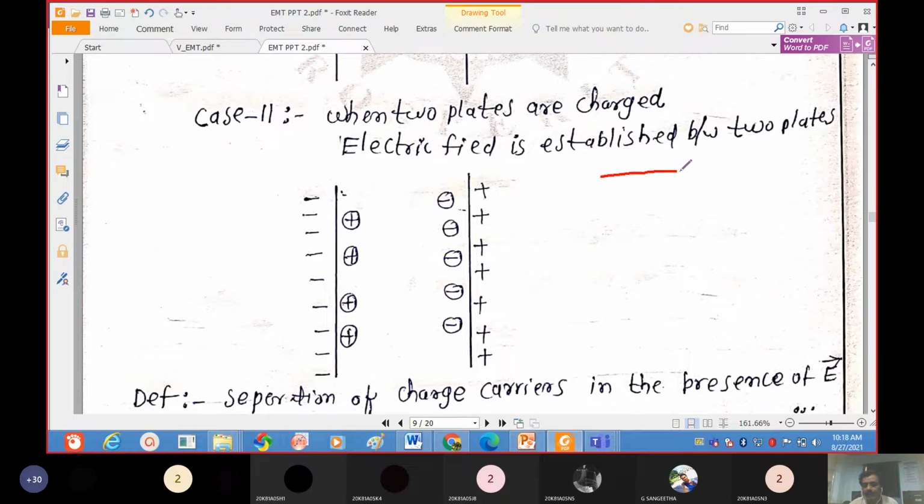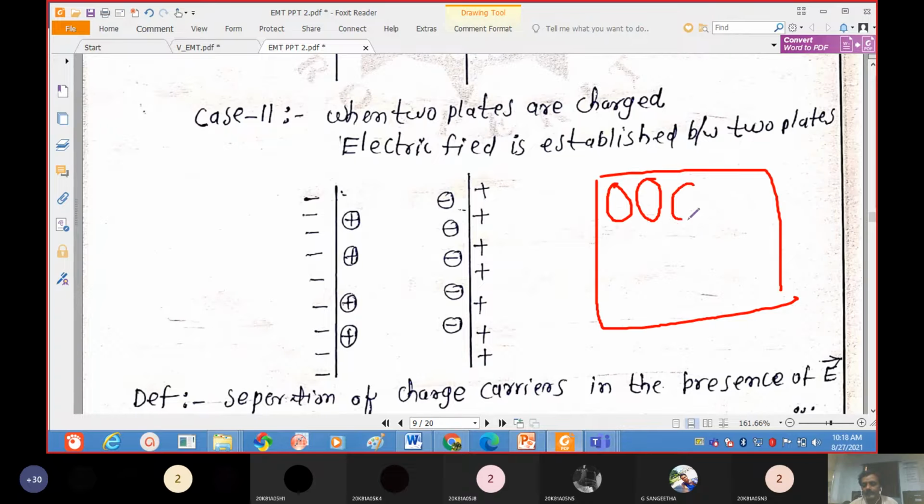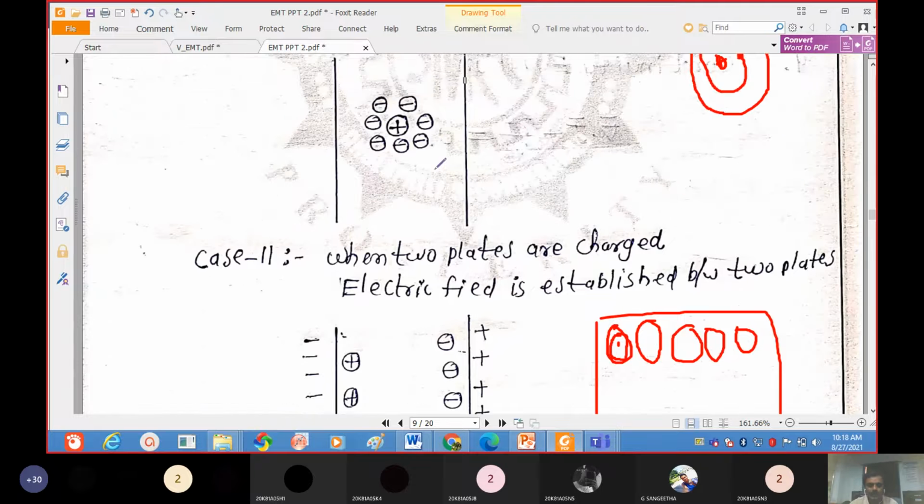If you take any material, there are so many atoms in that material. This is one atom, this is another atom. Like this, many atoms are present. Each atom has a nucleus inside, and around the nucleus, electrons will be revolving like this.